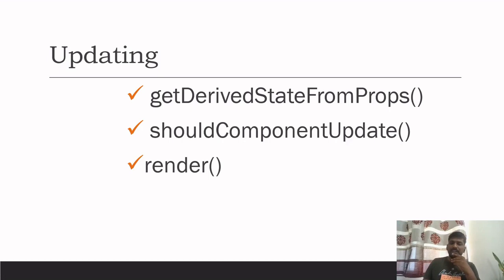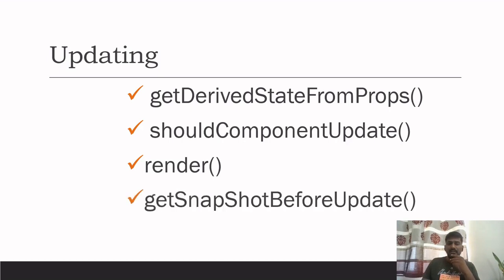Then comes our third method, the render method. This is the same again. It is a mandatory method and it contains JSX code. Then our fourth method is getSnapshotBeforeUpdate. Before the update, whatever values our state object has, the previous props or previous state values, we get those values here and we can do operations on top of that.